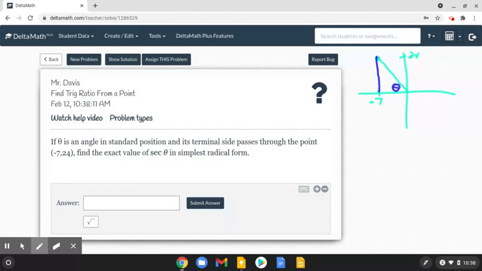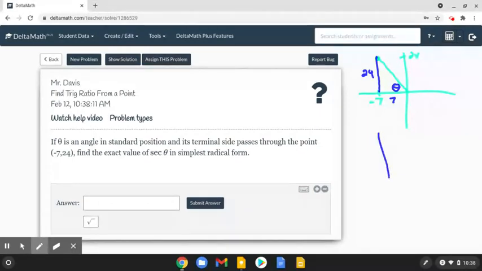So our theta goes here. Don't put the theta on the other side. You always just draw straight down to the axis or straight up to the axis from that point. All right, and then so we can label our triangle. This is 7, and this is 24. This is 24 over here. We're always finding the hypotenuse.